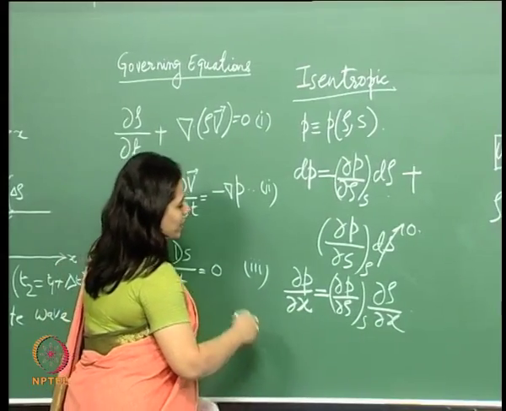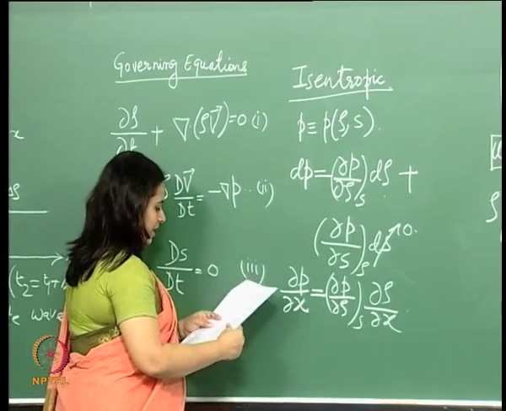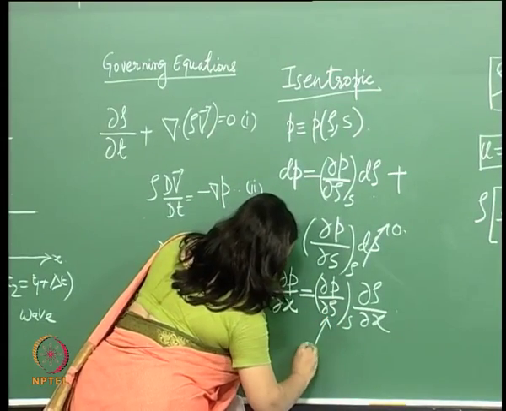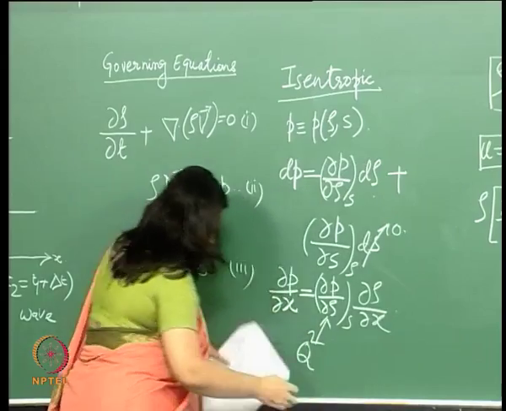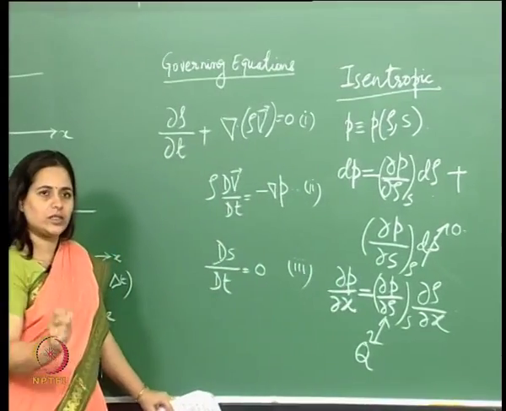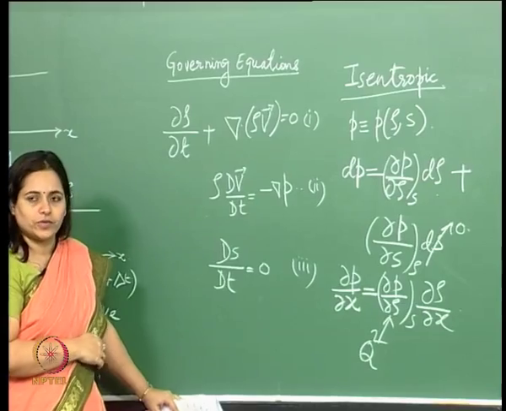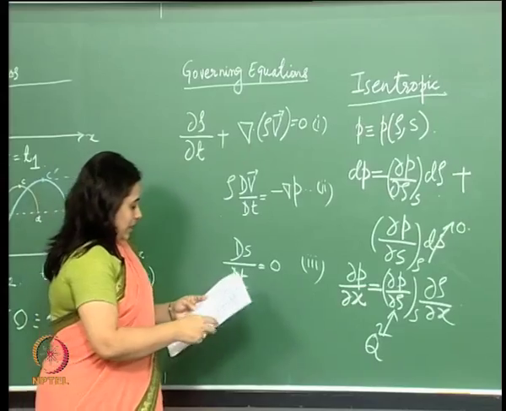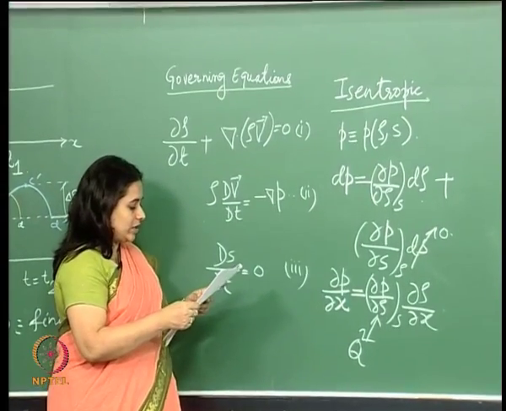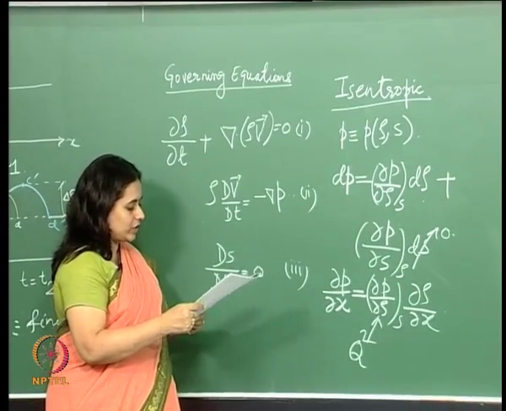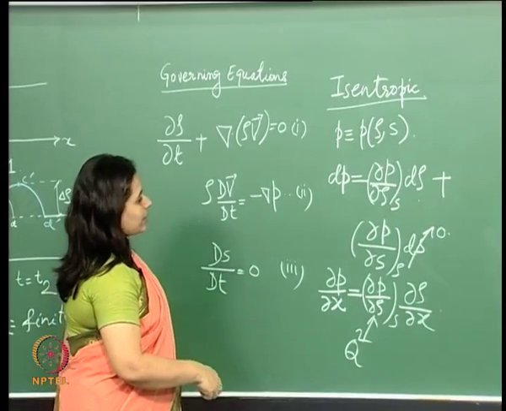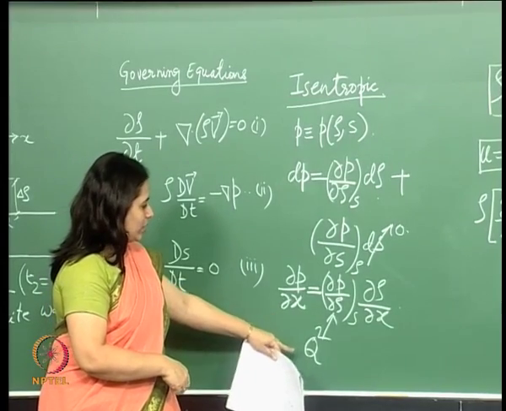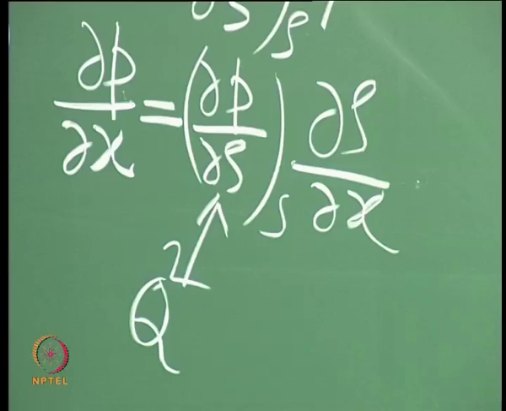Now at this point, let us just say that this term here, let's call that q square. It's just a term, we'll come back and find out if that means anything. Let's just call that q square. Now if I do this, therefore del p del x is equal to q square into del rho del x.